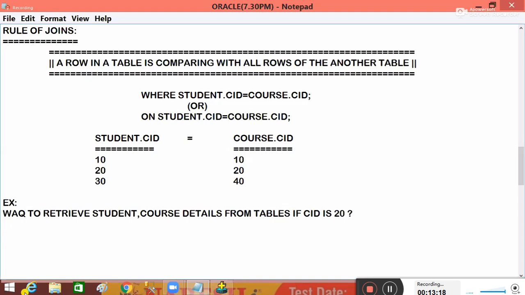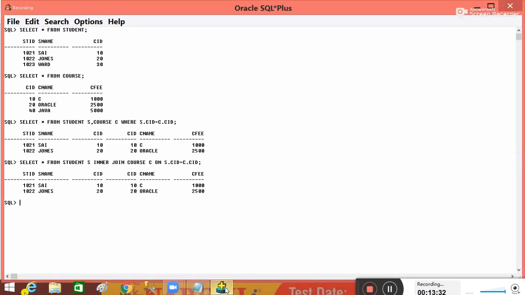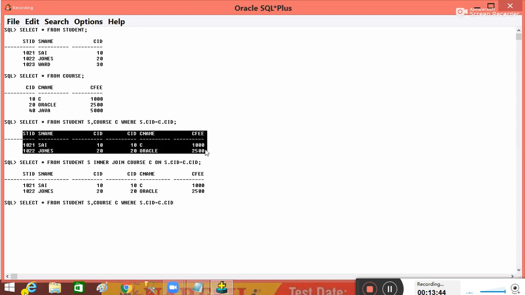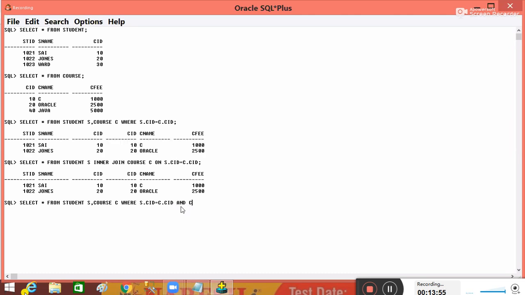So here also I can use non-ANSI. Non-ANSI means equi-join and ANSI means inner join. So we are going to write both ways. Let you see. Up to here, whatever I wrote is the same as this. But in the earlier example, all matchings information we got. In the second example, I don't want all matchings, I want a specific matching row. So I need to use C.CID is equals to 20.